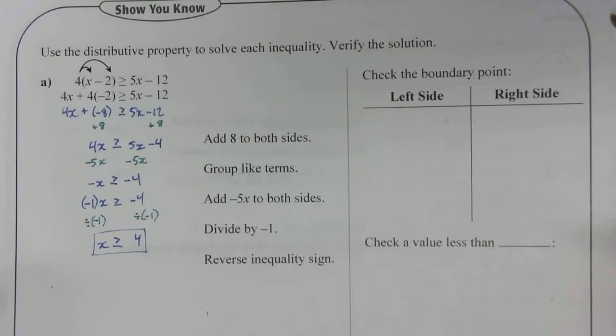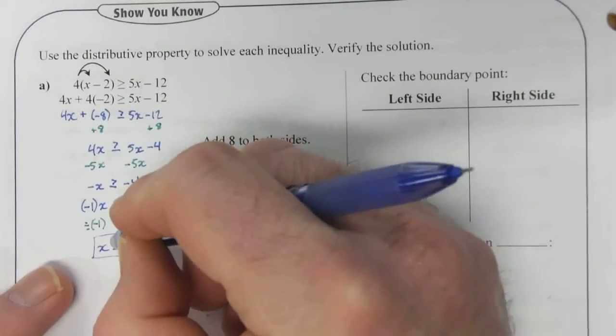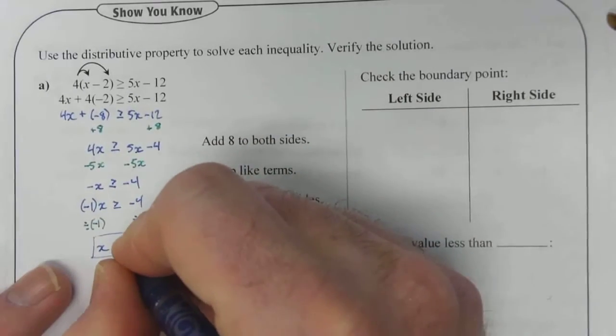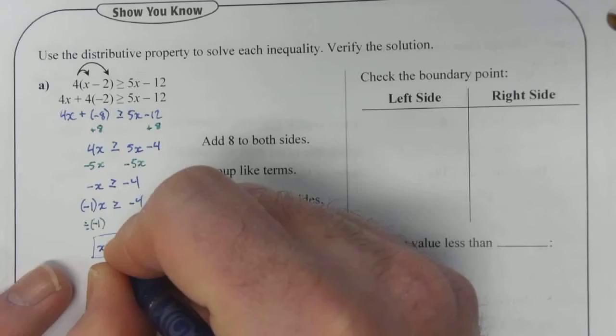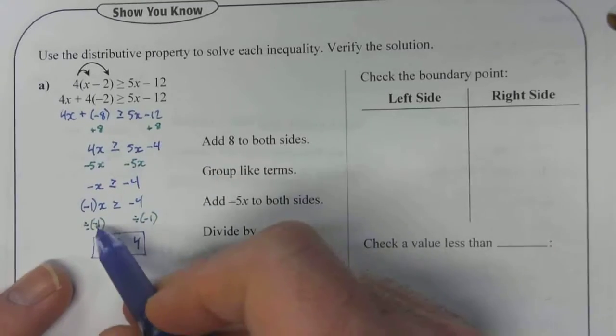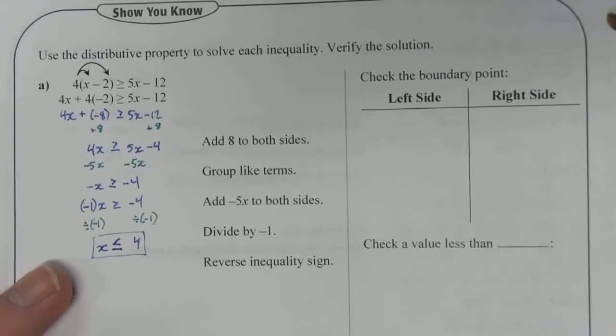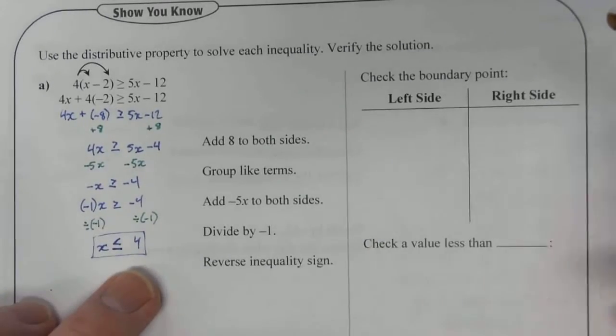So now we've got to check it. We need to check the boundary sign. Oh, right, we're dividing by a negative, so yes, we need to flip that sign. Sorry, I missed that detail. Dividing by a negative, so we flip the sign, so x is less than or equal to 4. So we need to check the boundary point.